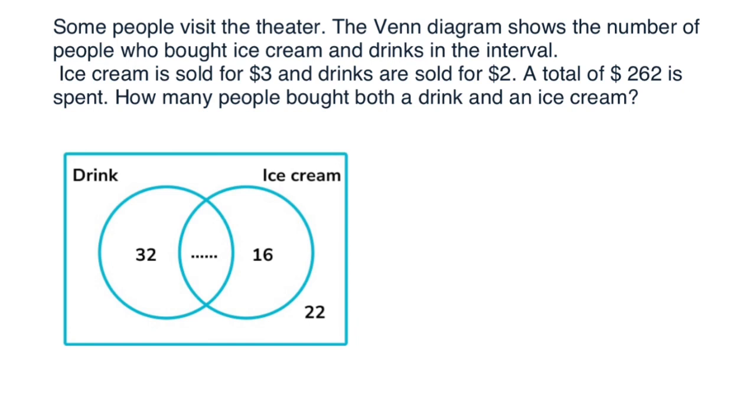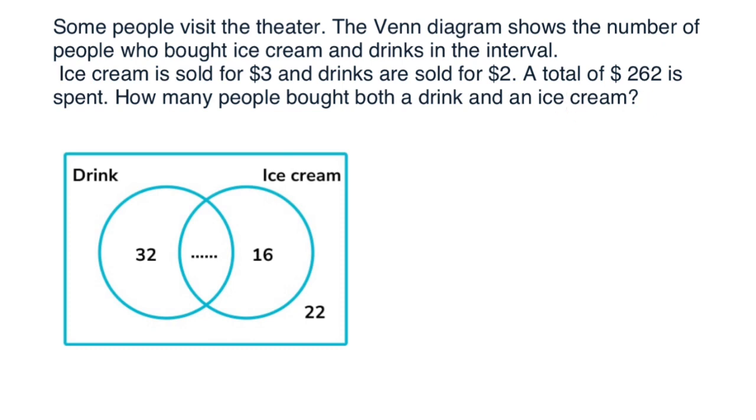And here's the problem. Some people visit the theater. The Venn diagram shows the number of people who bought ice cream and drinks in the interval. Ice cream is sold for $3 and drinks are sold for $2. Total $262 is spent. How many people bought both drink and ice cream?